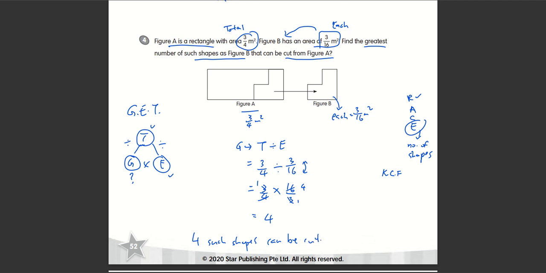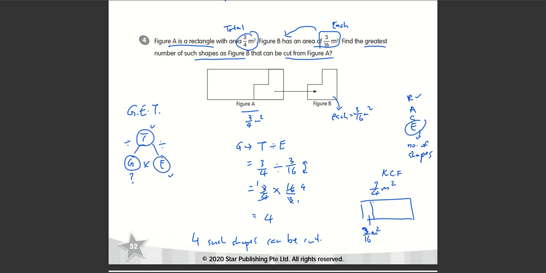Now, if you were to use the model method, it gives you the same answer. You see this is the whole thing. This whole thing is 3/4 square meter, in quarters. If each piece, one piece that I cut off here, each piece has a 3/16 square meter, you are asking yourself, how many pieces of 3/16 can I find within this whole 3/4?